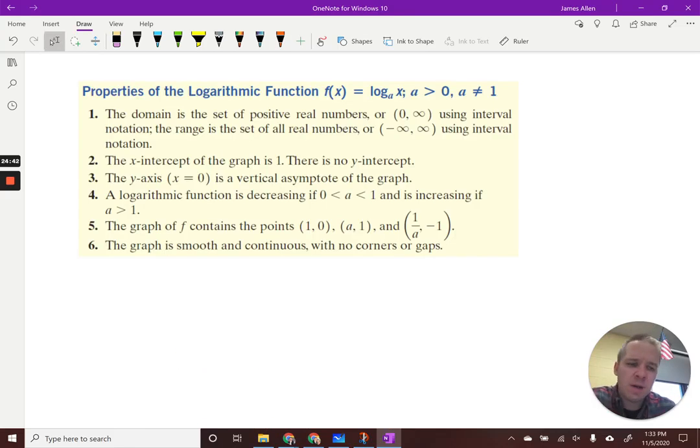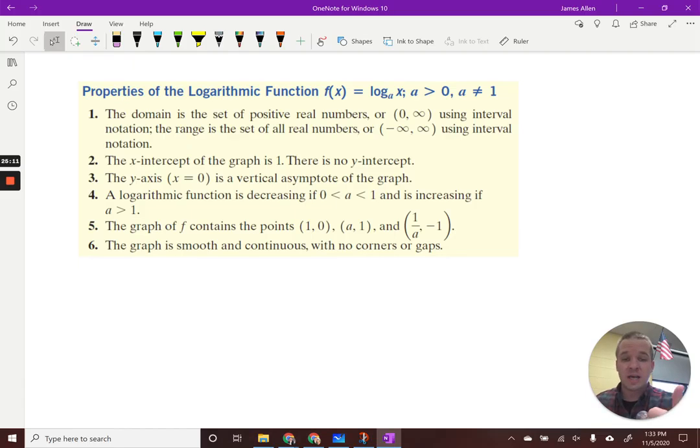So, some formal properties here before we do one or two more examples. If we have f of x equals log base a of x, where x is greater than 0, and a is greater than 0 and a is not equal to 1, our domain is going to be from 0 to infinity, not including 0. And our range is going to be negative infinity to positive infinity. We saw that until we started shifting things around.